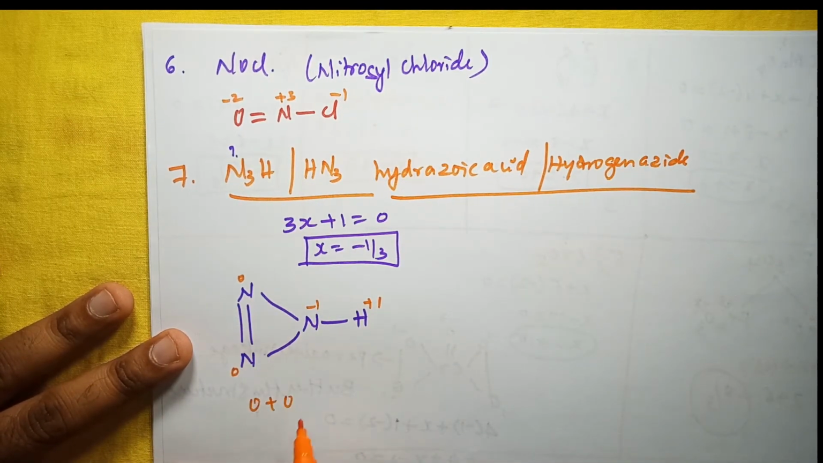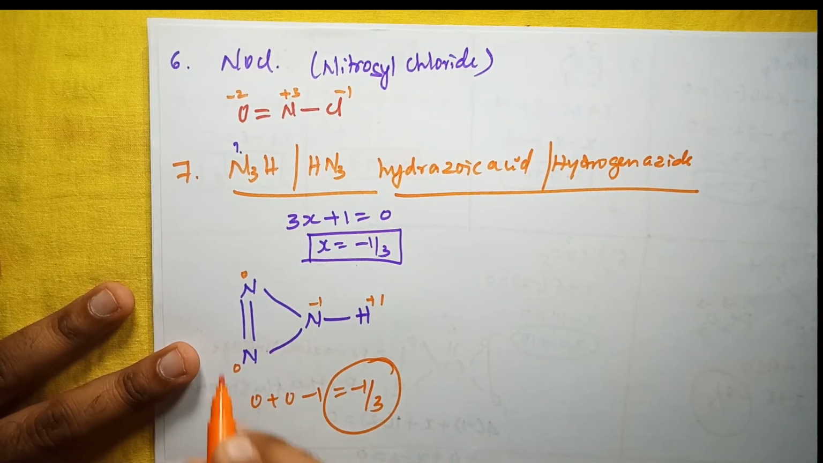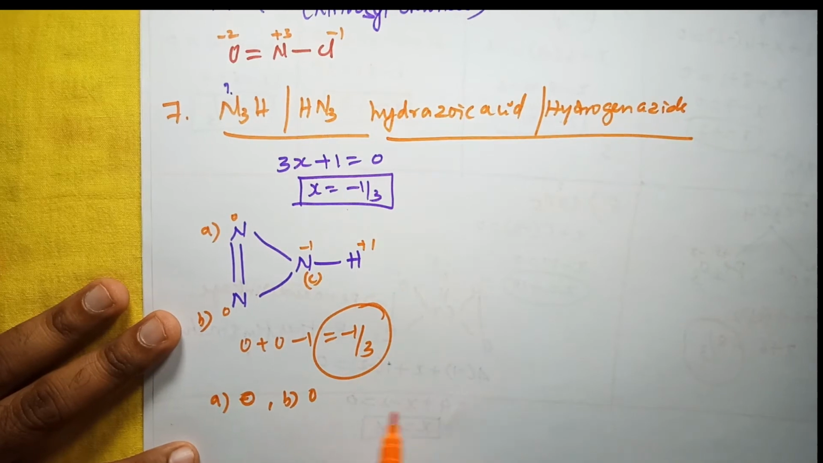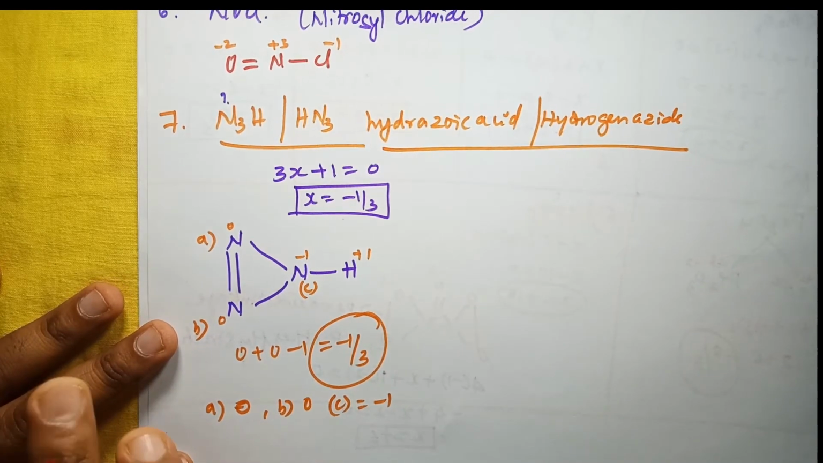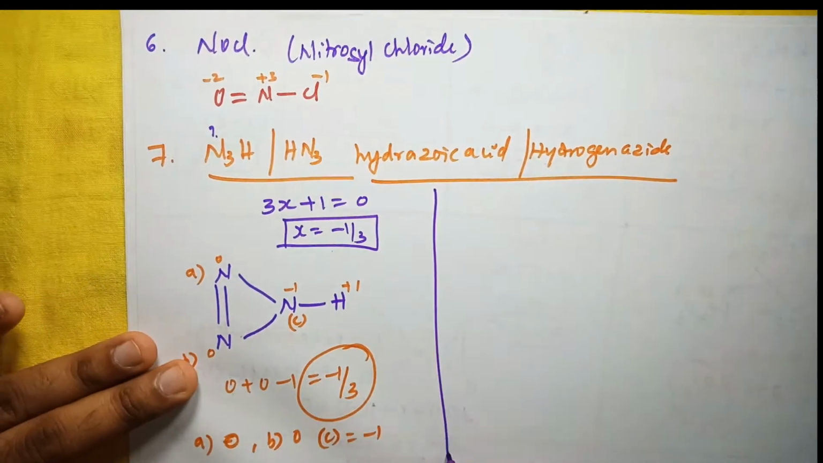So just add the oxidation state of 3 nitrogen atoms. 0 plus 0 minus 1. We get -1. How many nitrogen atoms are there? 3 nitrogen. So by this way we can get the -1/3. So each nitrogen atom, I am calling as A, B, C. A nitrogen atom is 0 oxidation state, B nitrogen atom is 0 oxidation state and the C nitrogen atom is in -1 oxidation state. Is it clear friends? Next, move on to another example.